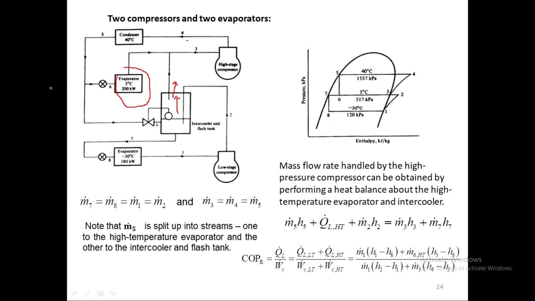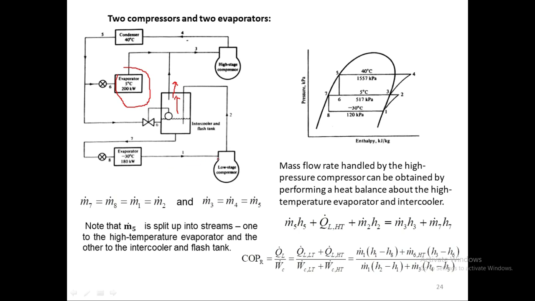So we are going to mark it as M.1, this one, and M.2, this one, and M.3. M.3 is the mass of the high stage compressor, which will be the total of all this: what is coming out from the evaporator 1, which is coming out from the low pressure compressor, and what is getting separated in the flash tank. It will be a mixture of all three of them. So note that M.5 is split up into two streams, one to the high temperature evaporator and the other to the intercooler and flash tank.